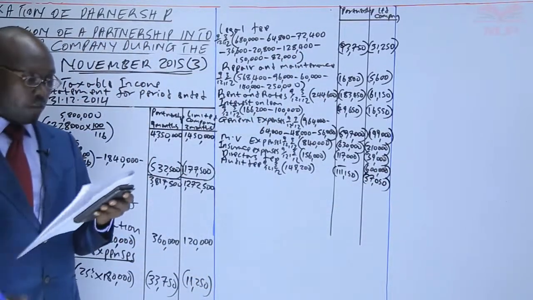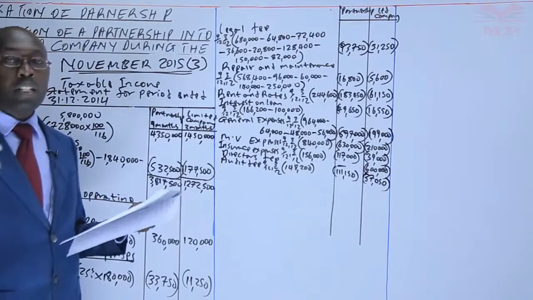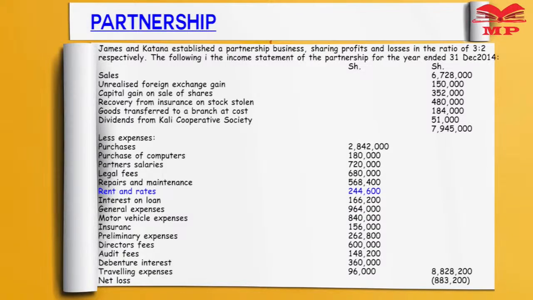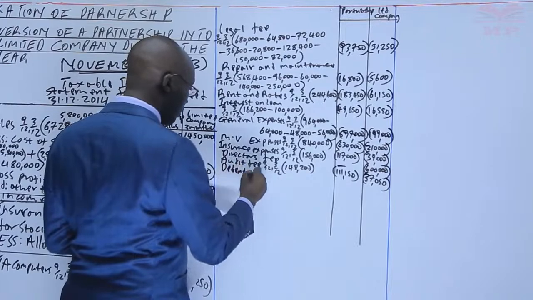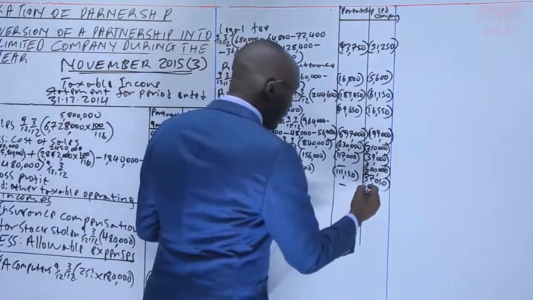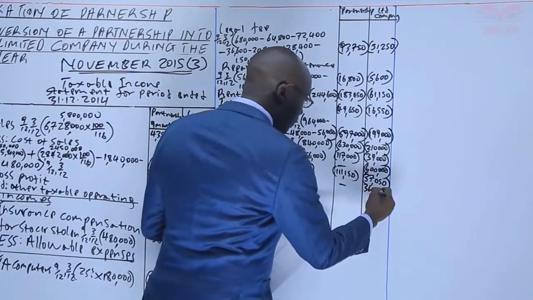After that, we have the debenture interest. We say debenture interest is allowable, and only a company can issue debentures. So, for the company, allowable, for the company, debenture interest. We have 360,000.